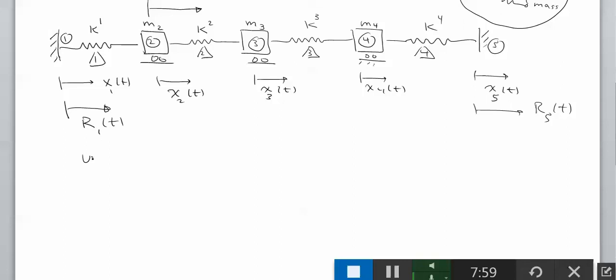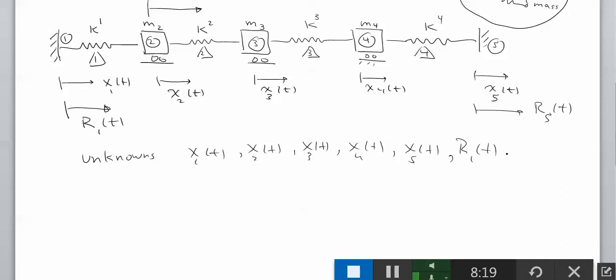So unknowns are x1 of t, x2 of t, x3, x4, x5, the reaction force at the left wall, and the reaction force at the right wall. Now keep in mind that this will be 0 and this will be 0. So in total we have 5 things to calculate, 3 displacements and 2 reaction forces.